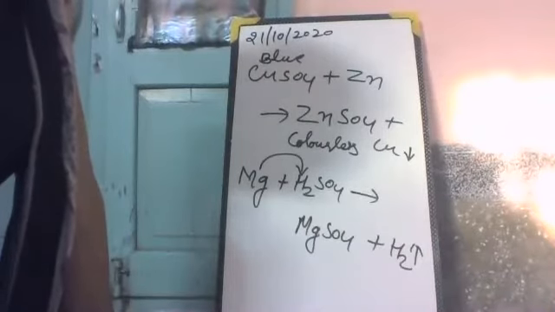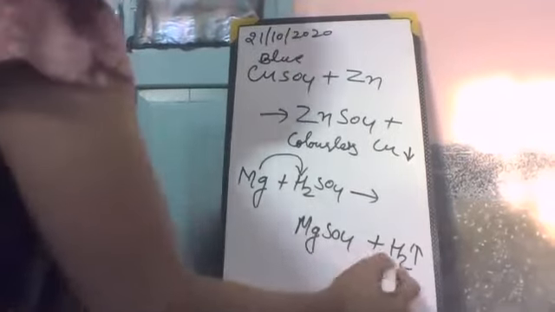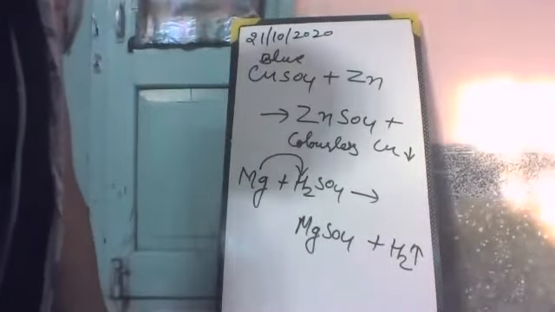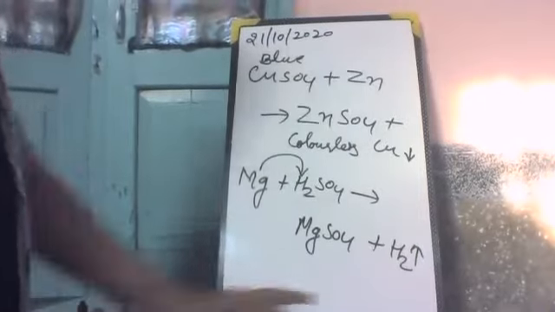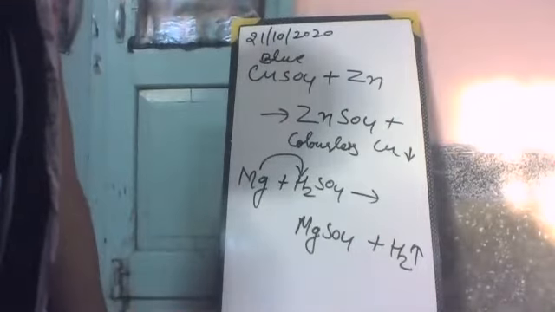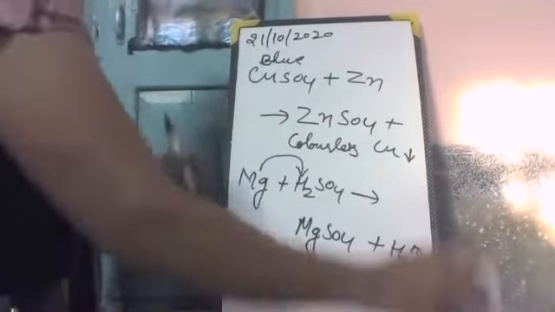Brisk effervescence takes place and hydrogen is evolved. This hydrogen gas burns with a pop sound on bringing a burning matchstick near the mouth of the test tube, because of this hydrogen gas.